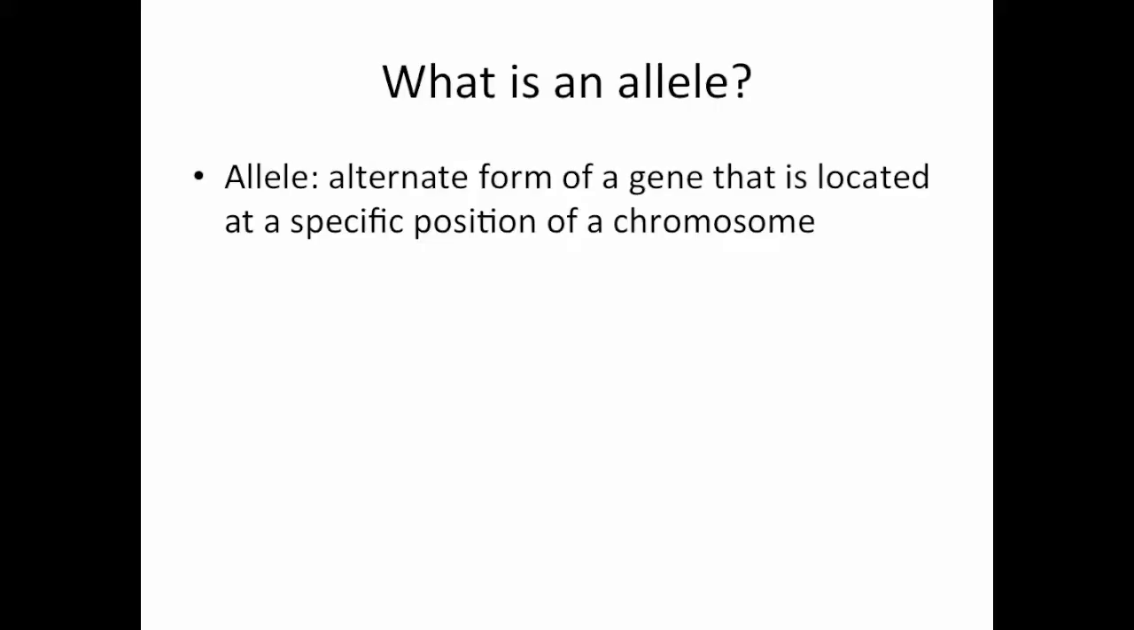Okay, first of all, let's go over what an allele is. So, an allele is an alternate form of a gene that is located at a specific position of a chromosome. For example, think of these people as different chromosomes, and their clothes as different alleles.